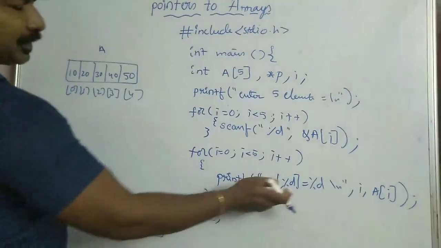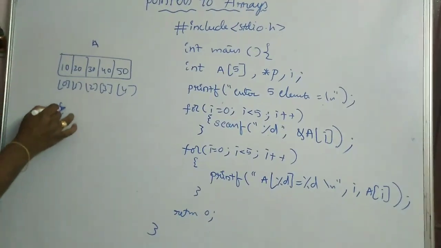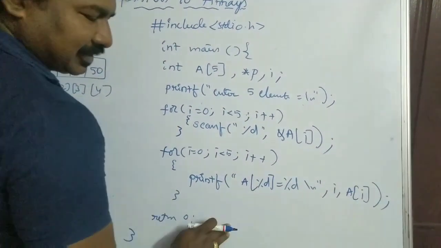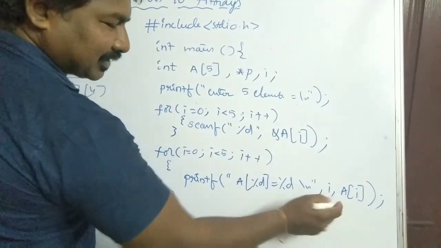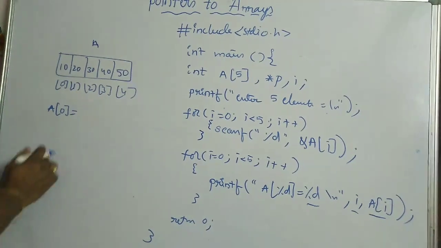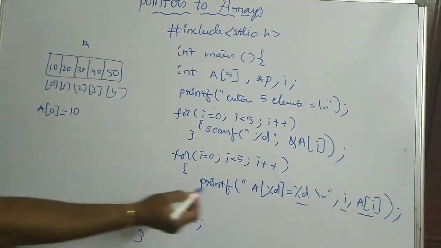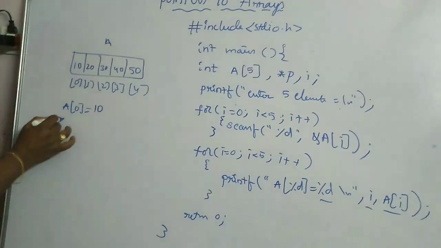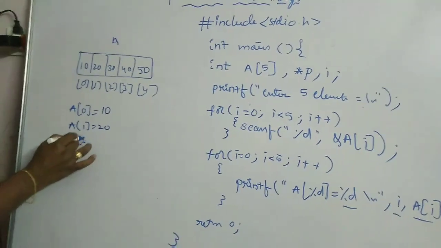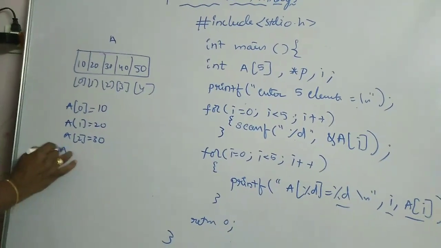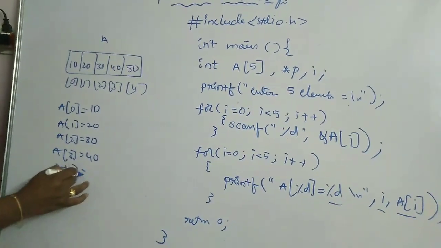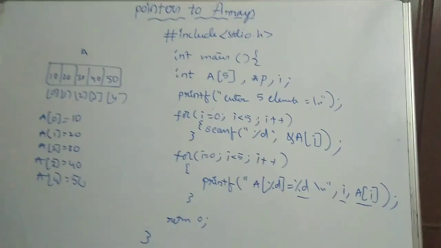So I am just printing in the format A of index is equal to value. I have used A of %d is equal to %d. This %d is used to print the index value, and this %d is used to print the actual element of the array. So A of 0 is 10, and I have used this slash n, that is a new line. So the output will be A of 1 is 20, A of index 2 is 30, A of index 3 is 40, and A of index 4 is 50. Okay friends, this is how your output will look like.